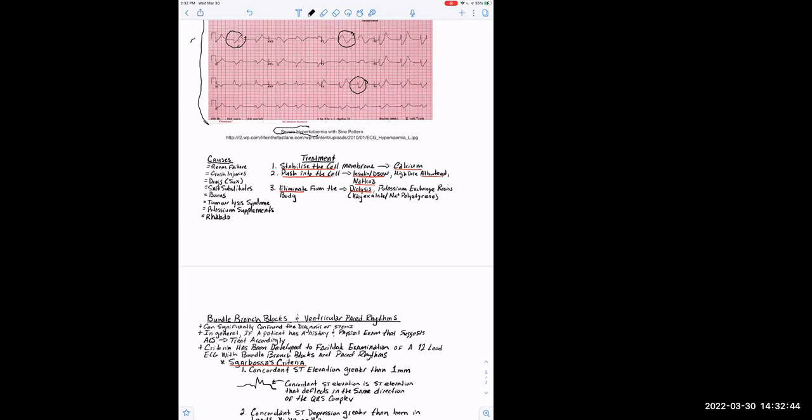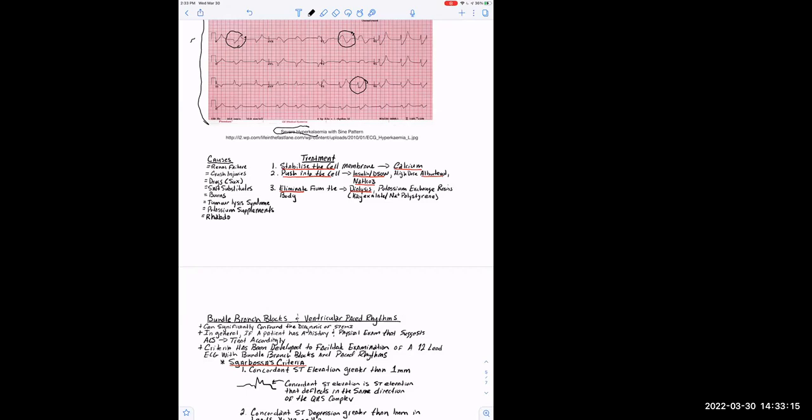The second thing we're going to try to do is relocate the potassium. Remember, in this circumstance, we have a high serum potassium. That means the potassium is where it's not supposed to be. It's supposed to be within the cell, and it's actually extracellular, causing this increase in serum potassium. So what we want to do is push this back into the cell. And the way we'll do that is we'll give the patient insulin and D50.